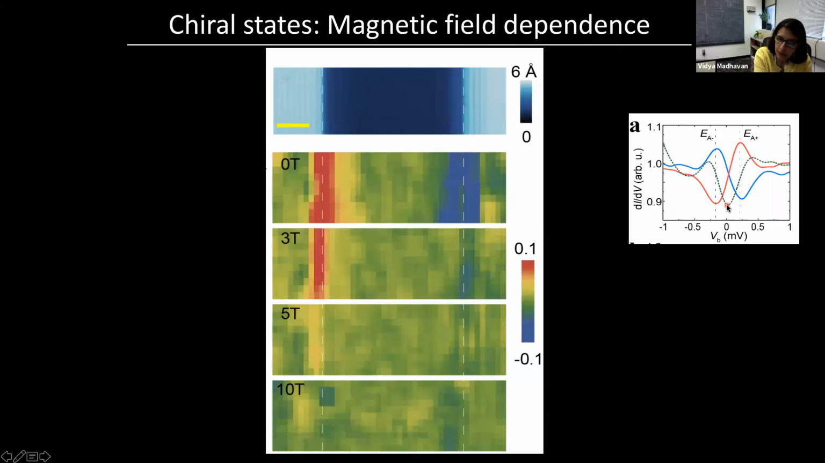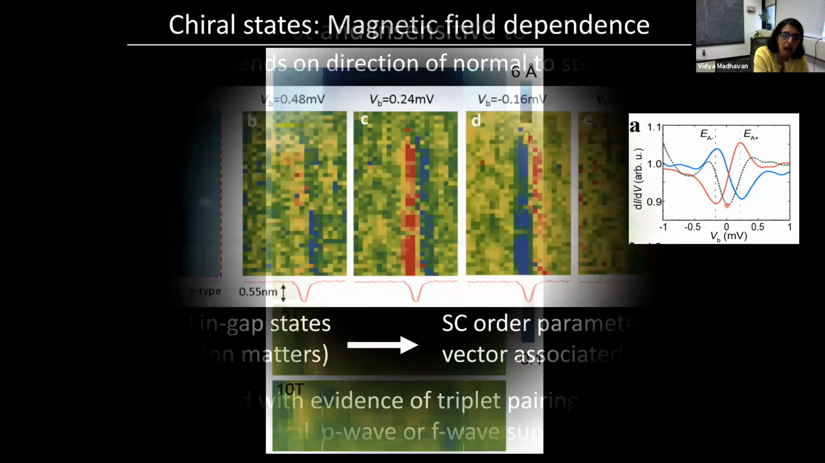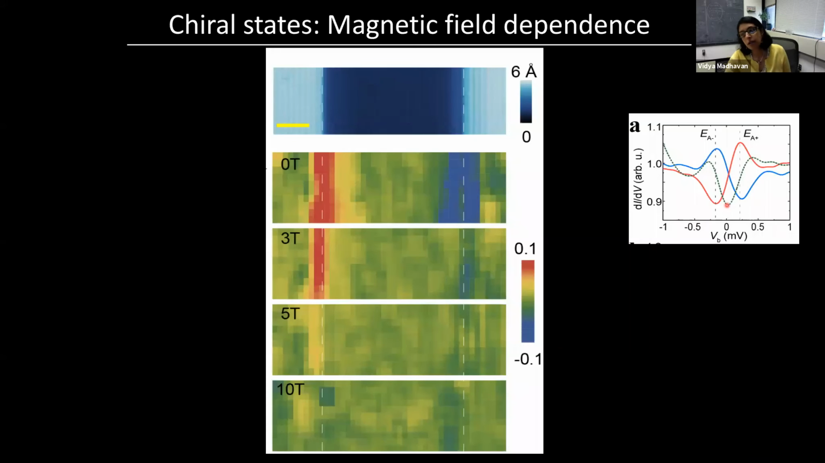So the temperature dependence, the magnetic field dependence, and I forgot to say, particle-hole symmetry. So each spectrum by itself is not particle-hole symmetric. I'll come back to that in a few minutes, which is a big problem actually. We have to understand that. However, if you look at the positions of these peaks, they're exactly particle-hole symmetric, meaning that E_A minus and E_A plus are the same energy, just on opposite sides of the Fermi energy.